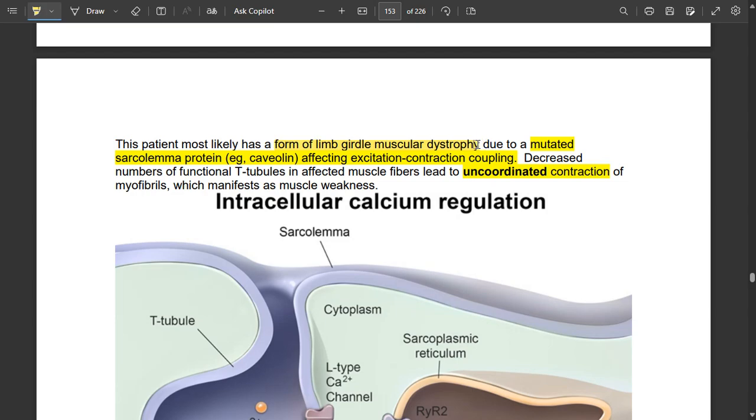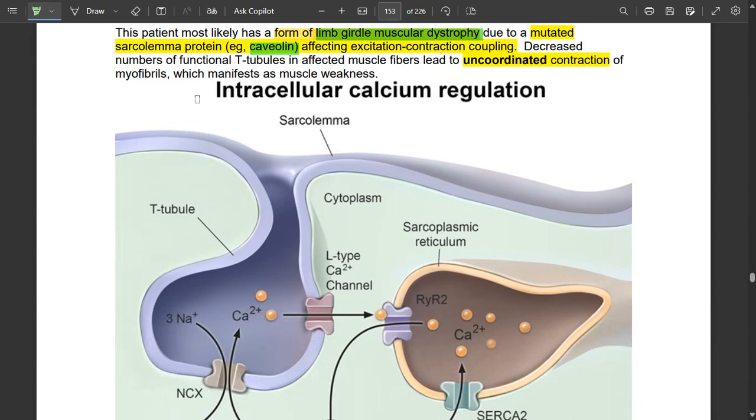So there is something called limb girdle muscular dystrophy. It involves a mutated sarcolemma protein, for example caveolin. Mutation of the sarcolemma protein affects excitation-contraction coupling, and a decreased number of functional T tubules affecting the muscle fibers leads to uncoordinated contraction of the myofibrils, which manifests as muscle weakness. So limb girdle muscular dystrophy manifests with weakness because of uncoordinated muscle contraction, because T tubules normally activate the muscle fibers synchronously.